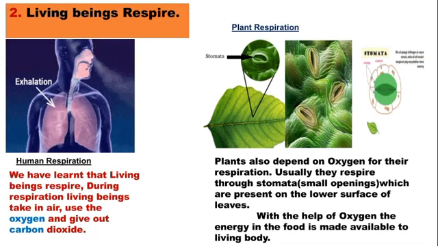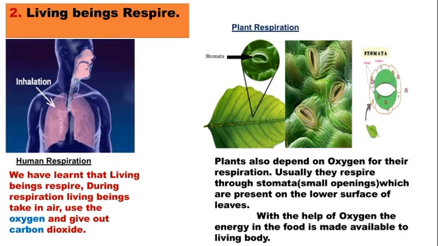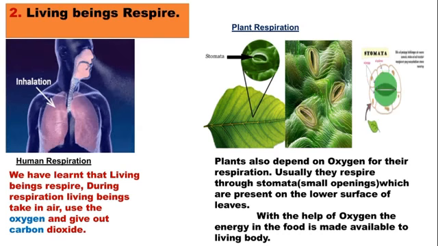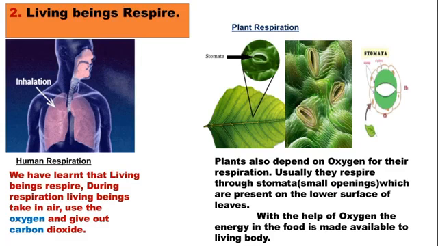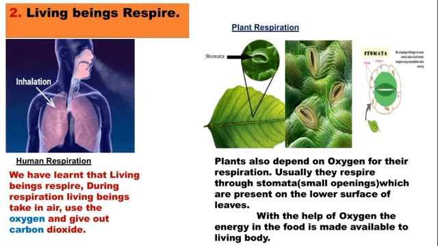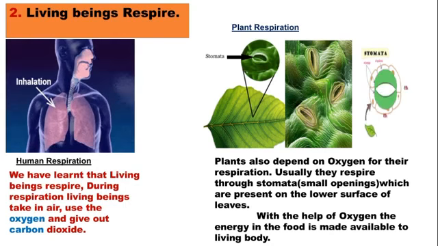In the case of plant respiration, plants also depend on oxygen for their respiration. Usually they respire through stomata. So what are the stomata? Small openings which are present on the lower surface of leaves. You can see in the first picture and second picture, small openings like holes, they are called stomata.